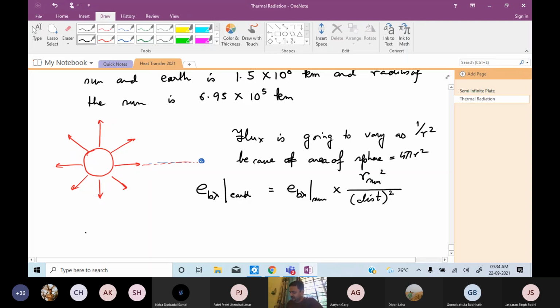Similarly, E_b at Earth will be E_b of sun times again R sun squared divided by distance squared.